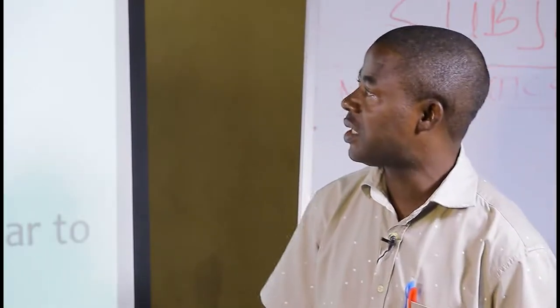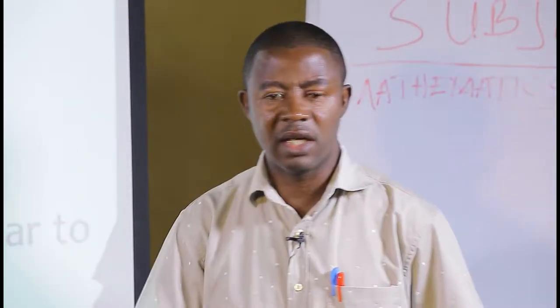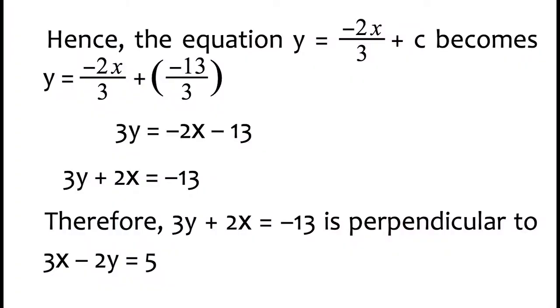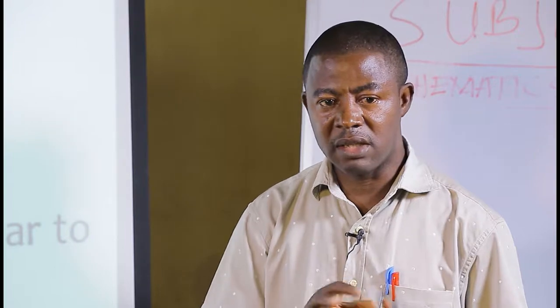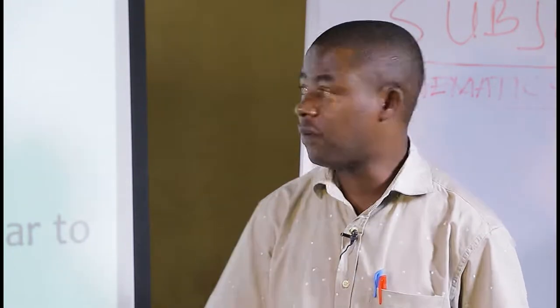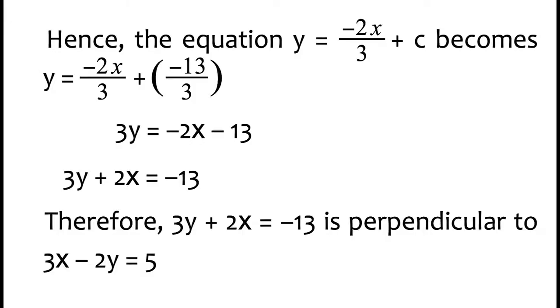We now replace our value of c back in the equation y equals minus 2x over 3 plus c. We've gotten the value of c now. We just replace, and when we replace, our y becomes minus 2x over 3 plus, in bracket, minus 13 over 3.